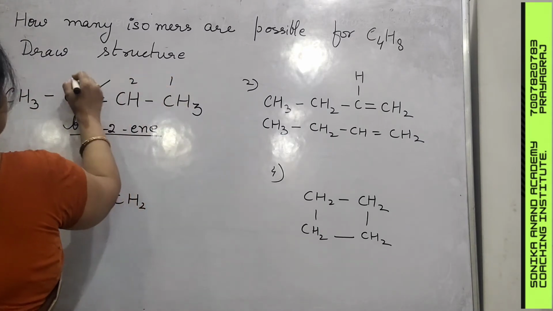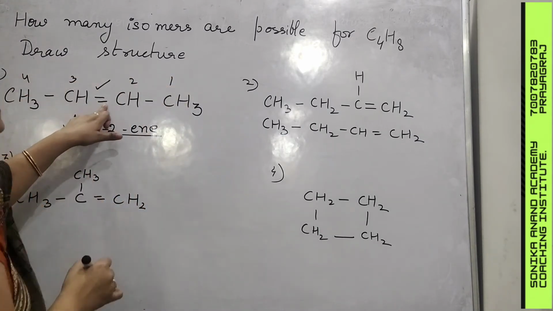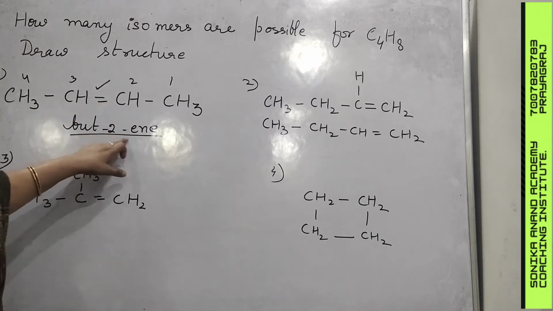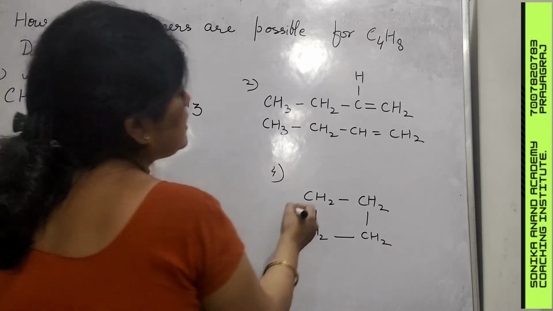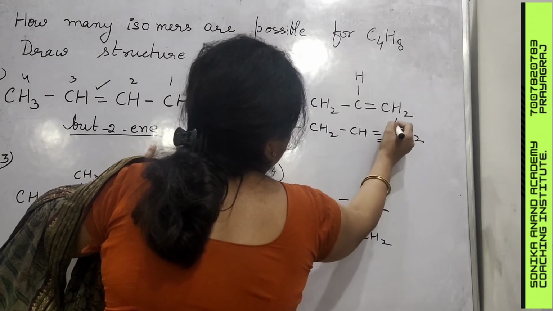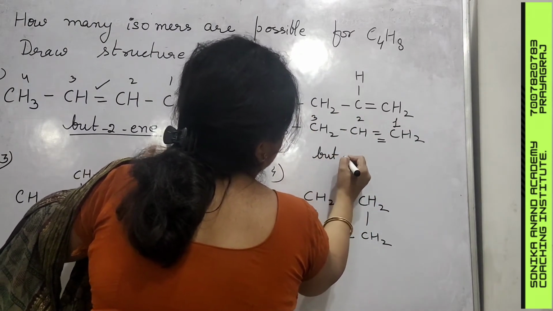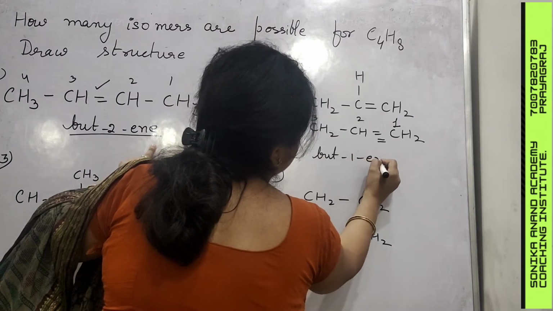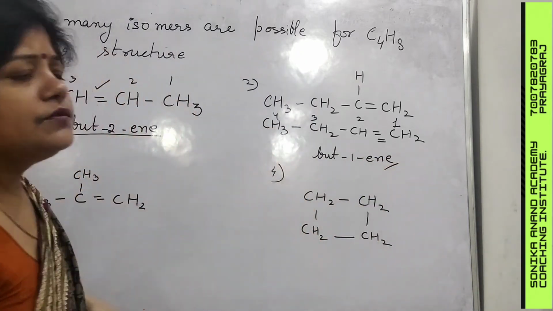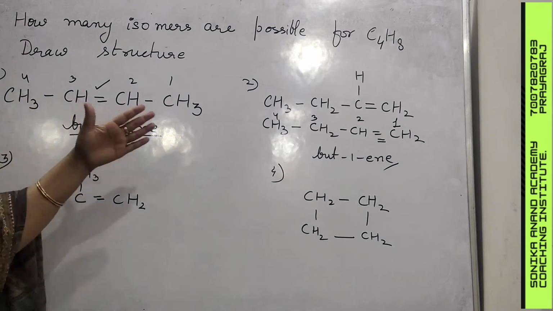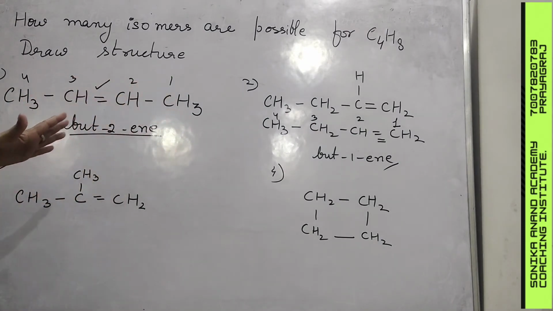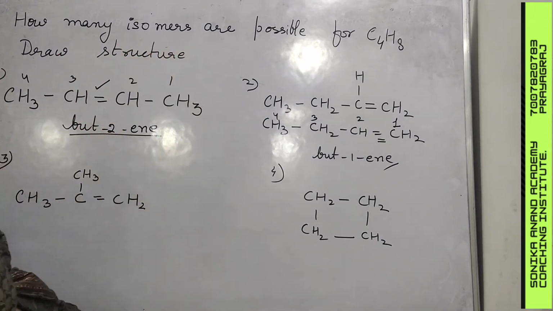1 and 2, 3 and 4. It is at the second position. So we write over here butene 2. And here the double bond is at the first position. 1, 2, 3, 4. So its name is butene 1. Clear? Okay. So in the straight chain, we have 2 different structural formulas in which we can arrange C4H8.